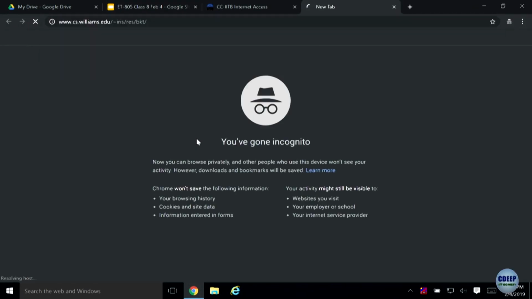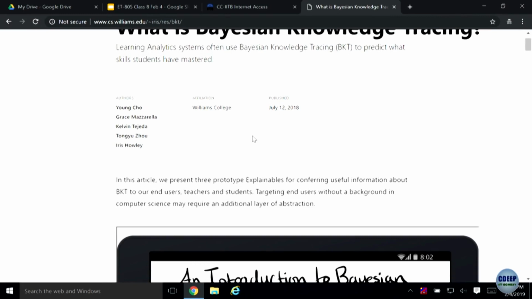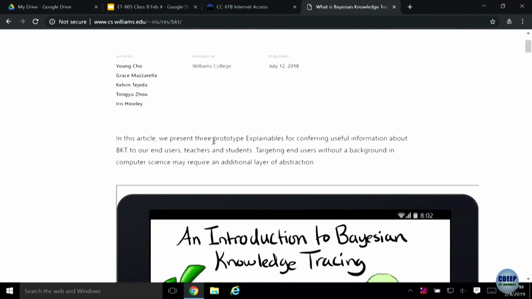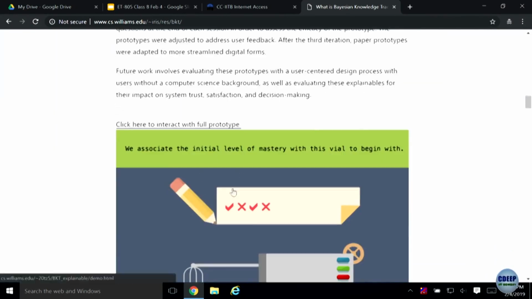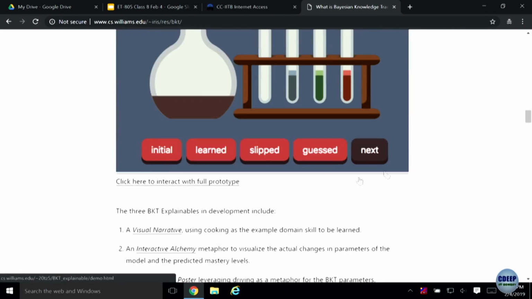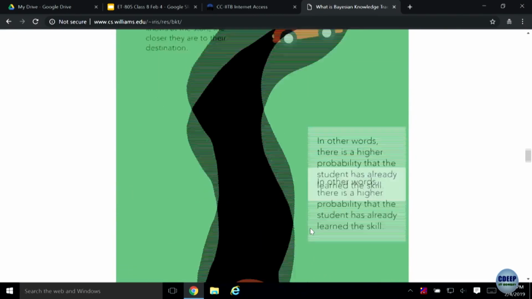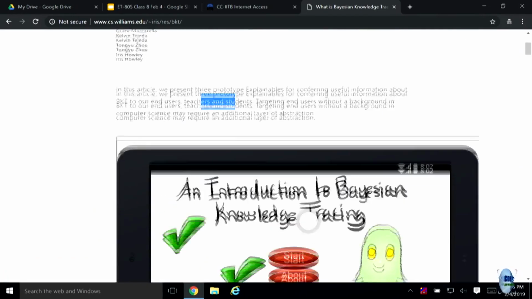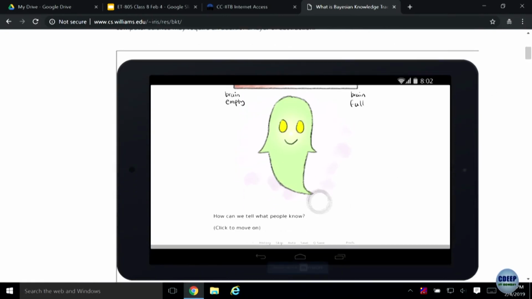I'm going to show this to you all so that you can understand how people are crazy about this Bayesian knowledge tracing. There are people who took this as a challenge. We present 3 prototype experiments for conveying useful information about BKT to our end users, teachers and students. The one is this kind of interactive thing. The second one is again an interactive simulation, and the third one is you can take a road trip. What are the probabilities of guessing and slipping? So someone was doing that. I'm going to start this one. I want everyone to go and today just play this one.